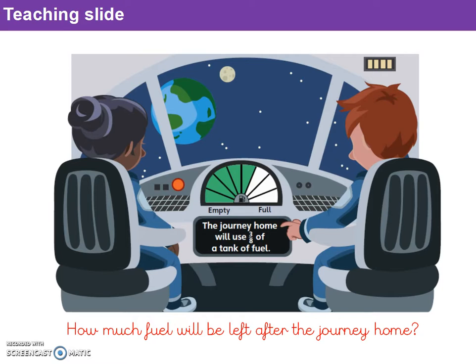And we know that there's going to be 3/8 that are going to be used on the way. If it's going to be used, we know that's going to be less, so that means we're going to expect to have a smaller amount at the end. So we're going to be using subtraction. We're going to be counting back for this.